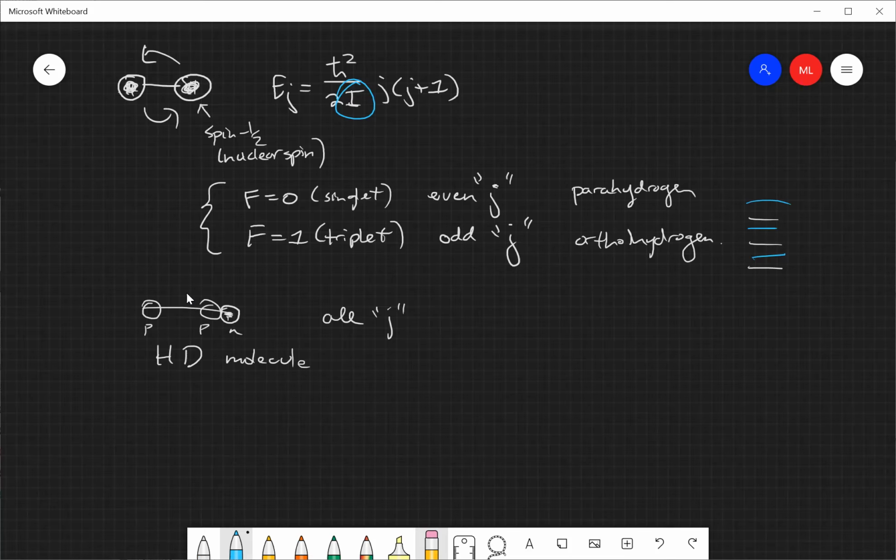So that's one example of where this really has a significant, observable difference in the behavior of molecules, on a macro scale. This rotational spectrum is something that's relatively easy to measure.